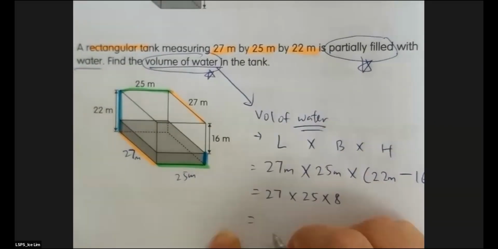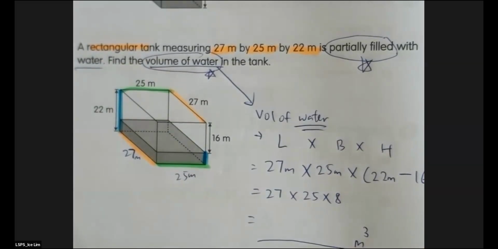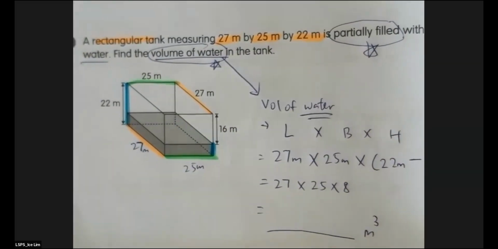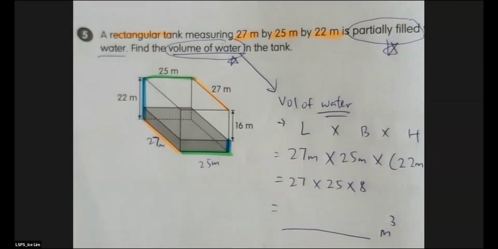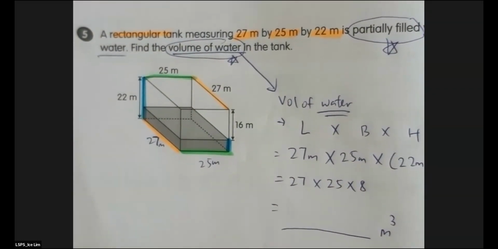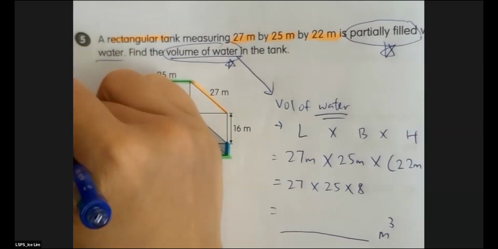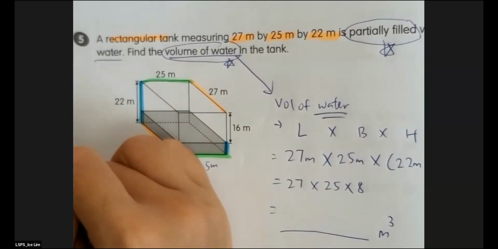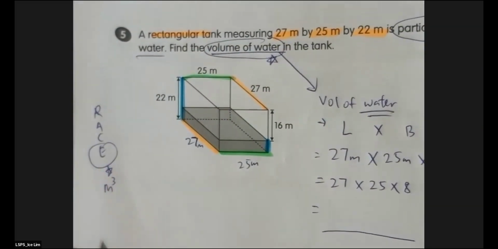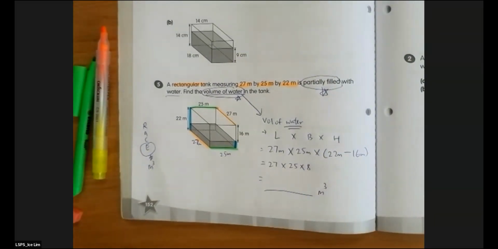And then I calculate this, I will get an answer in cubic meters. Now, the question here didn't require us to convert this into liters and milliliters. So no conversion is necessary. Can you understand? So I do my calculation, and my final step, the reminder is, I just write cubic meters. I don't need any conversion. Can you understand?